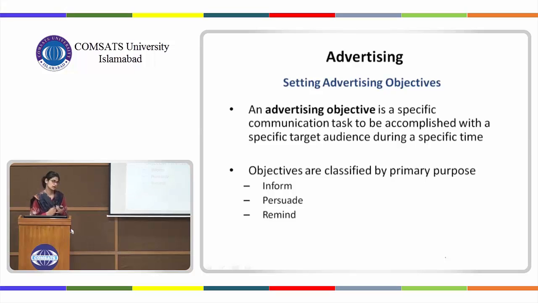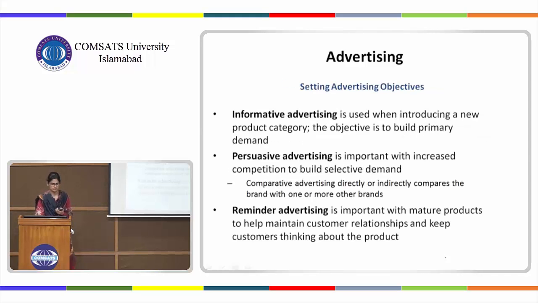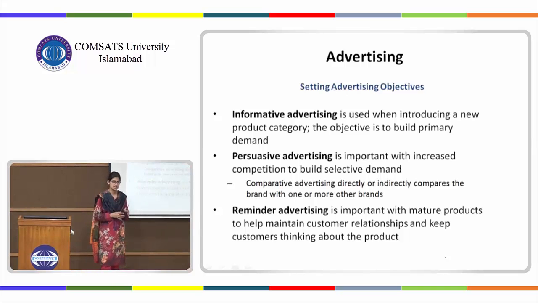We classify the advertising objectives in three categories. The first category was to inform the people, the second category was to persuade the people, and the third category was to remind the people. Then we talked about informative advertising, and we talked about primary demand. So what was primary demand? Primary demand was creating demand for a certain category of product rather than a particular brand, right?